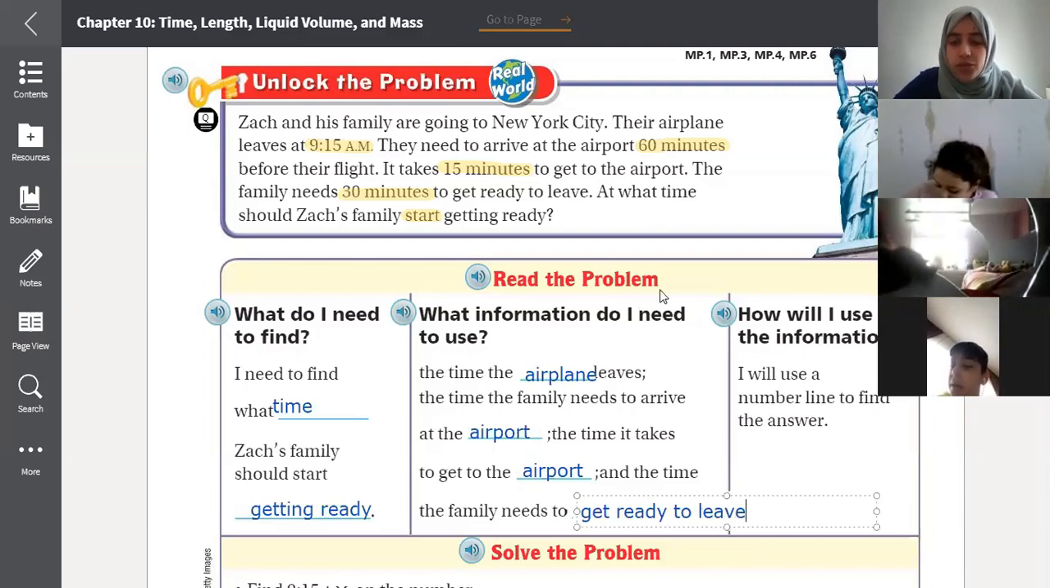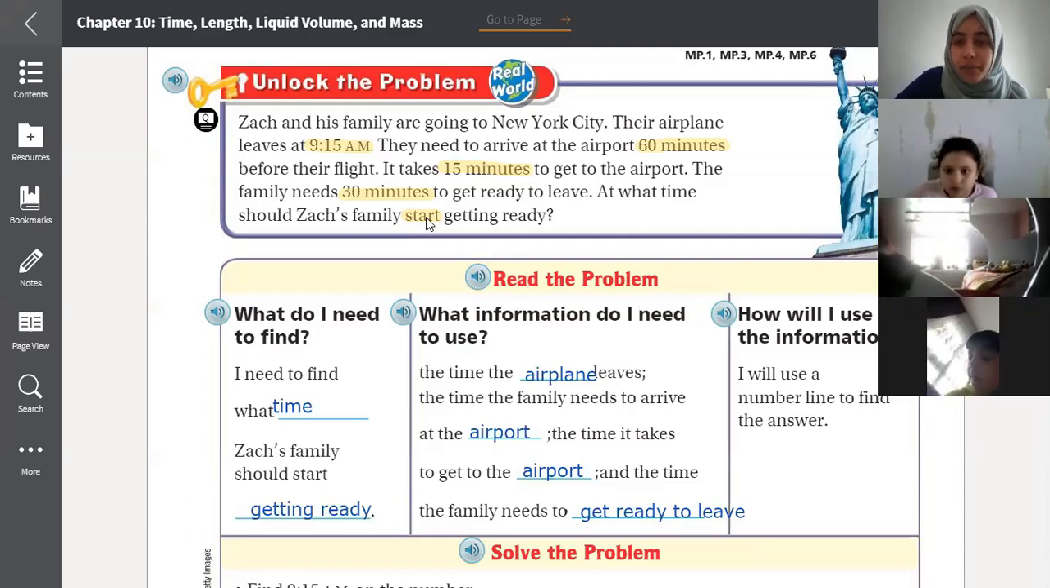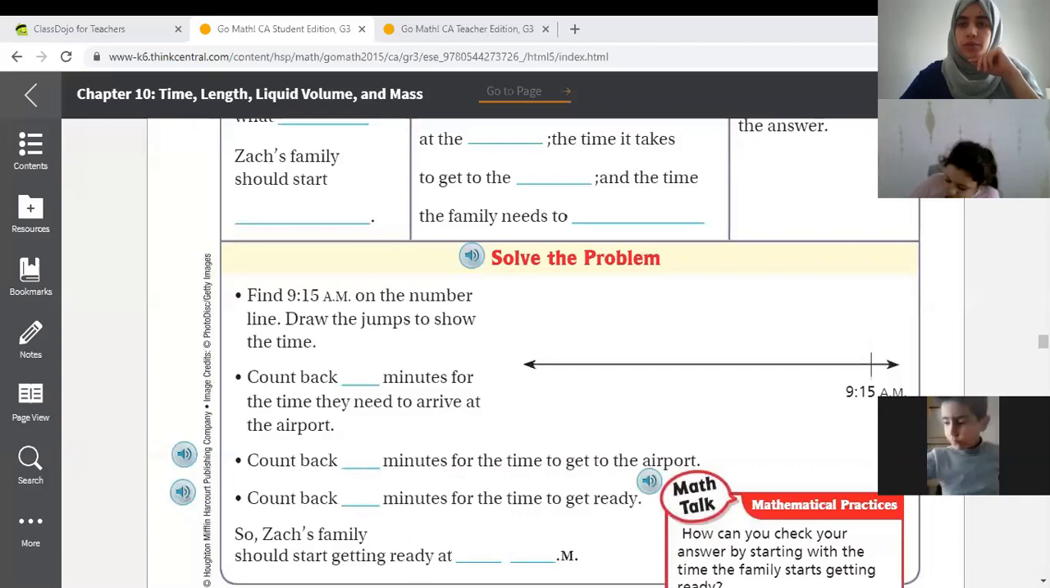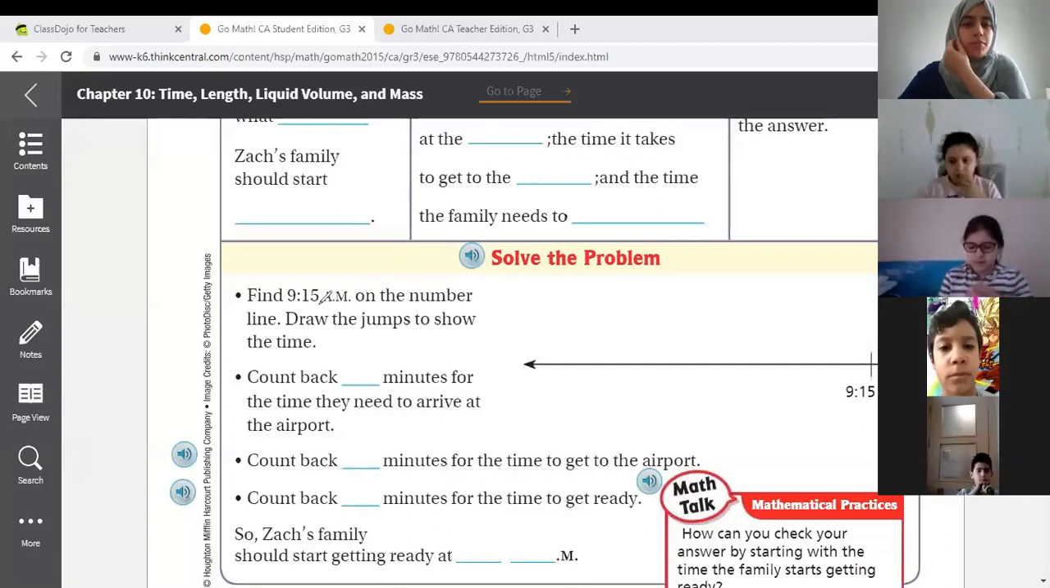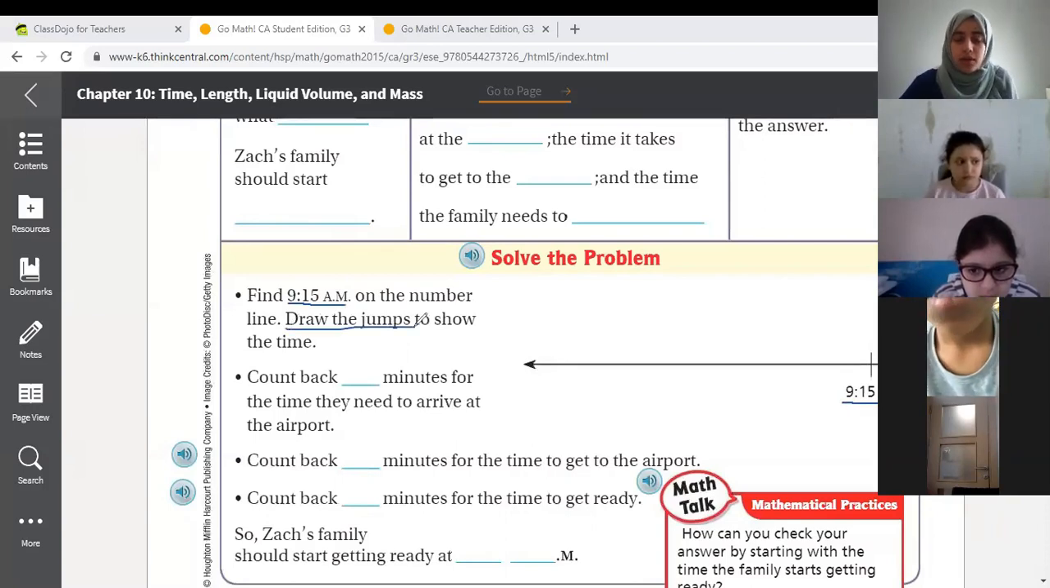So we need to use this information to find the start time. We're going to use a number line to solve the problem and look back at the information that was given to us. So we know that the end time is 9:15. That's why we put 9:15 at the end of the number line. And we need to draw jumps to show the time that we need to reach to the starting time.